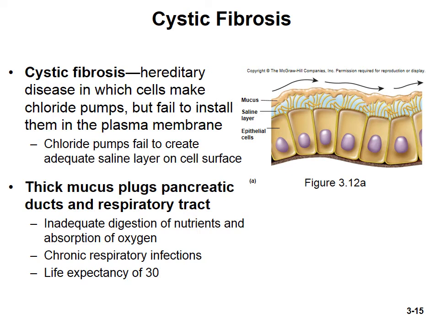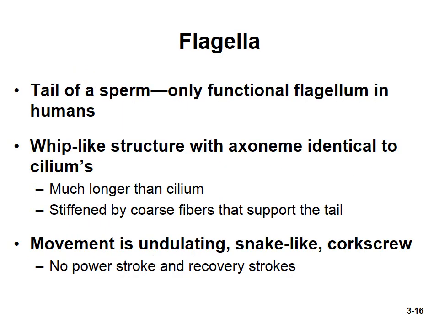Right here on the cell surface, you have this buildup of mucus. Okay, you can't digest your nutrients. There's a decrease in the absorption of oxygen. The mucus plugs the pancreatic ducts and the respiratory tract, and it can be fatal at the age of 30. Flagella, of course, is that long tail that you see on the sperm, that whip-like structure. That's going to actually allow the sperm to swim.